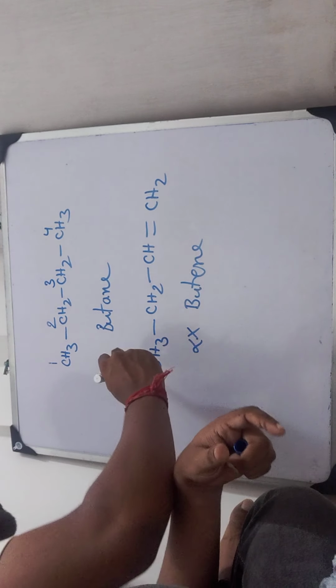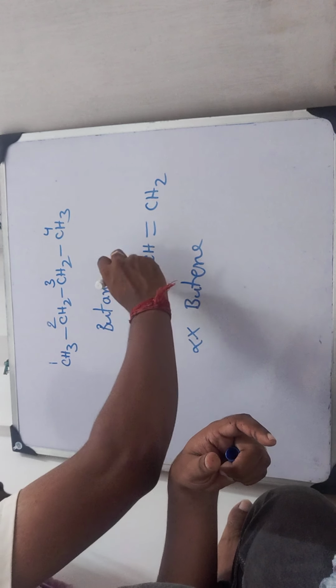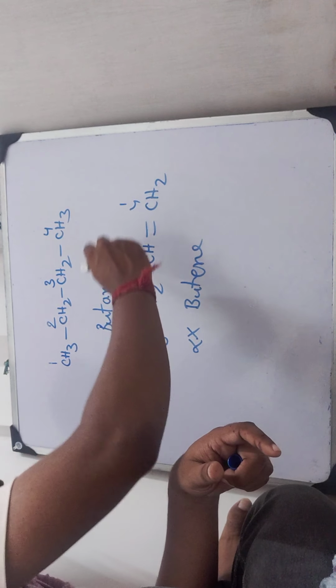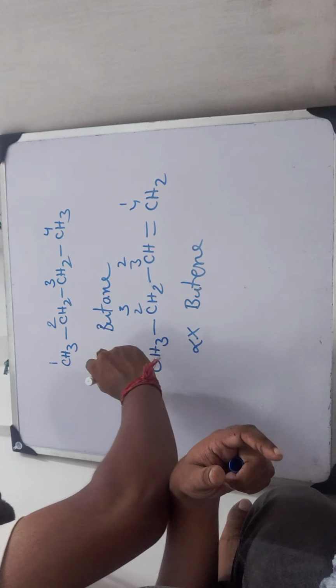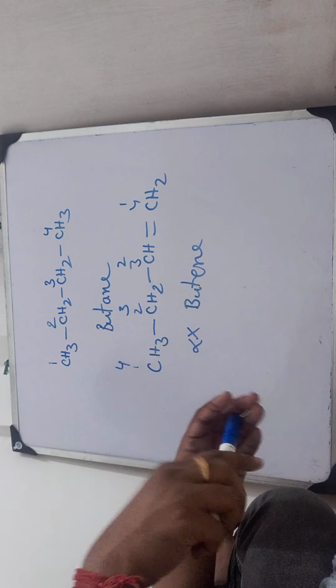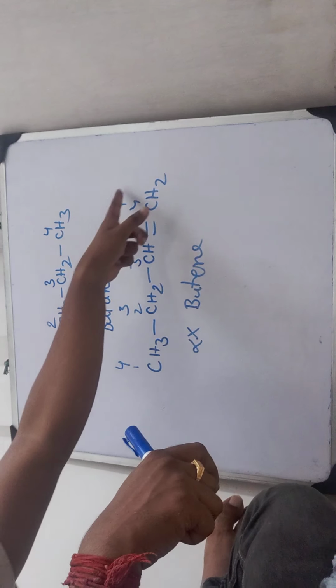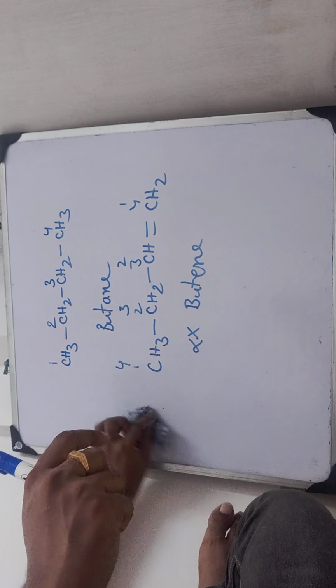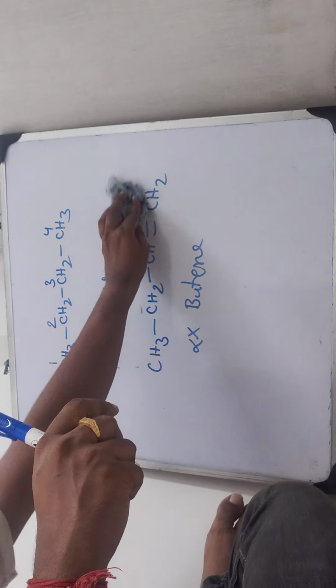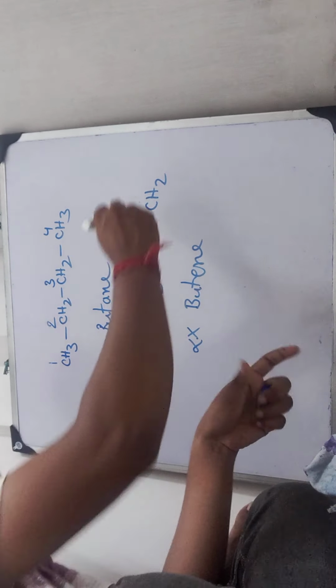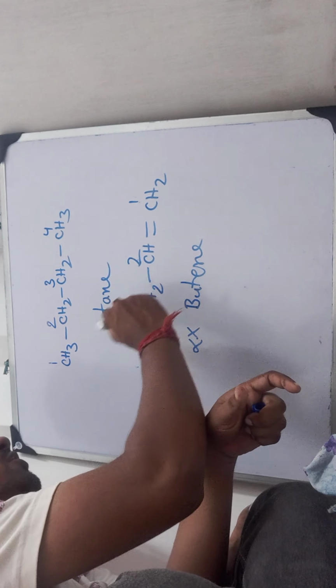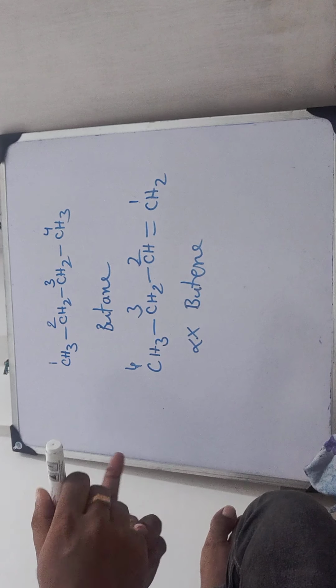So either I can put 1 2 3 4 from one side or 1 2 3 4 from the other. So now you are going to tell me which one is correct, this one or this one. I think the latter one is correct. That is 1 2 3 4. From which side? 1 2 3 4. Why is this one correct?